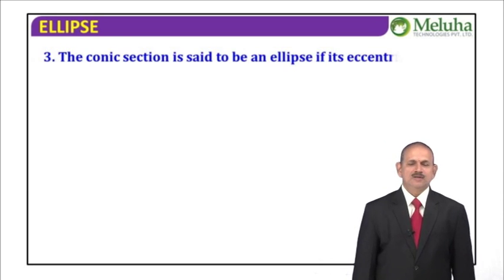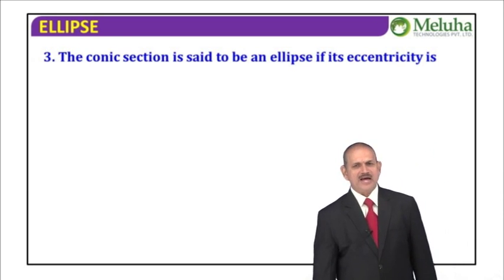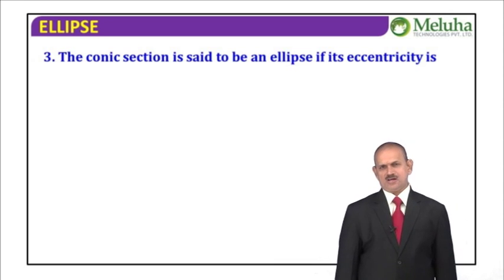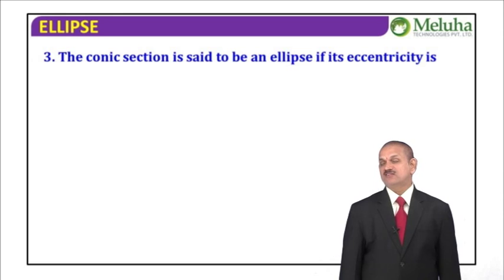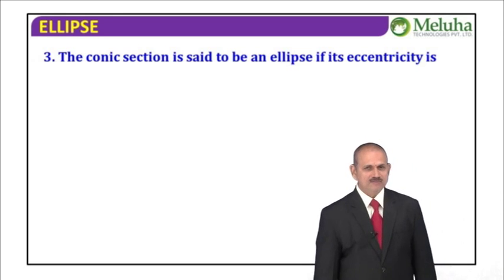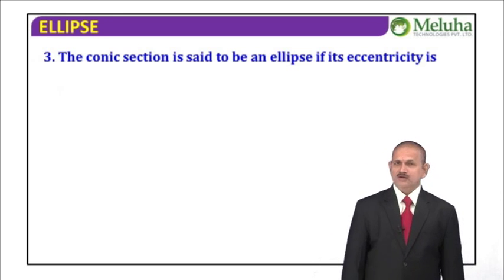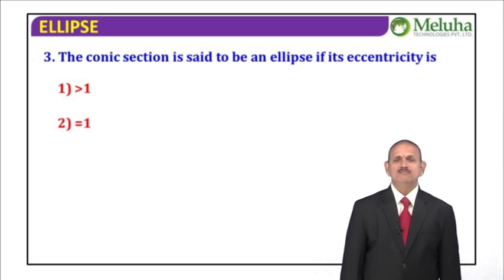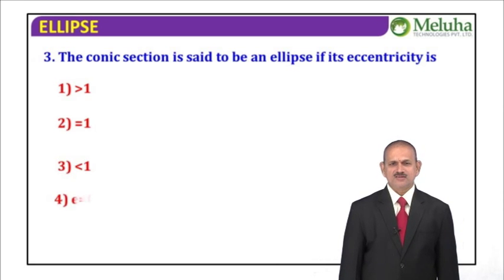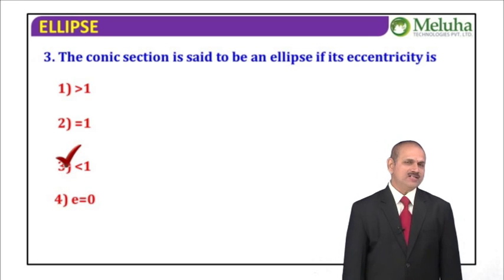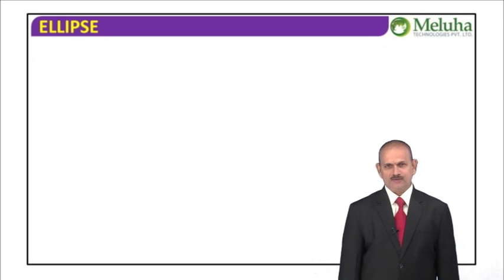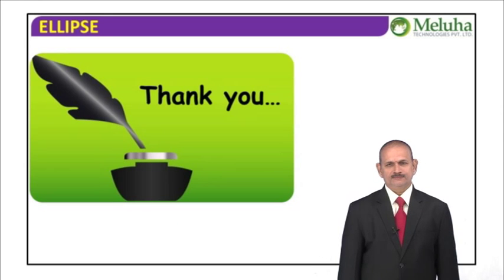Third question. The conic section is said to be an ellipse if its eccentricity is, come on, think of it, less than 1, equal to 1, greater than 1. What is it? It is less than 1. Then only it is called an ellipse. Thank you.